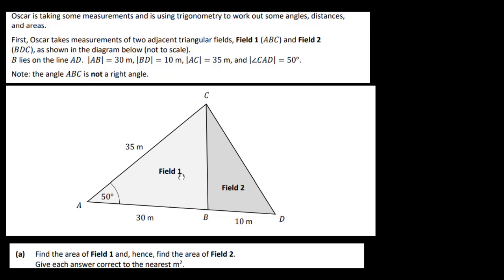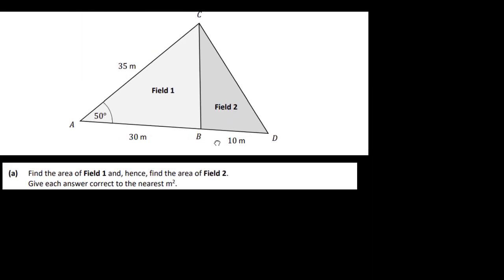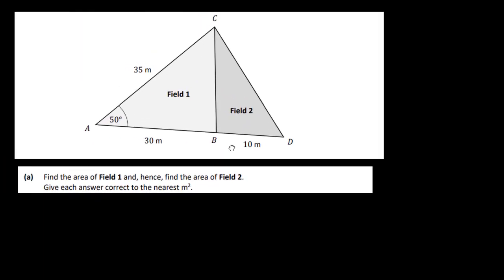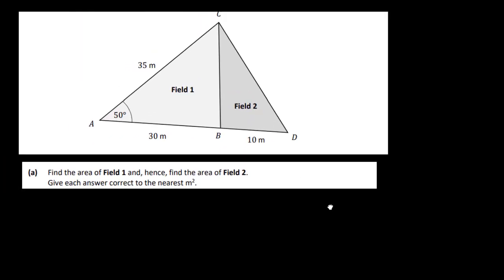The angle ABC is not a right angle, so these are not right angles down here. Find the area of field 1 and hence find the area of field 2. Okay, so we're going to use our formula for areas of triangles here. So let's see, the area of the triangle is half ab sine C.